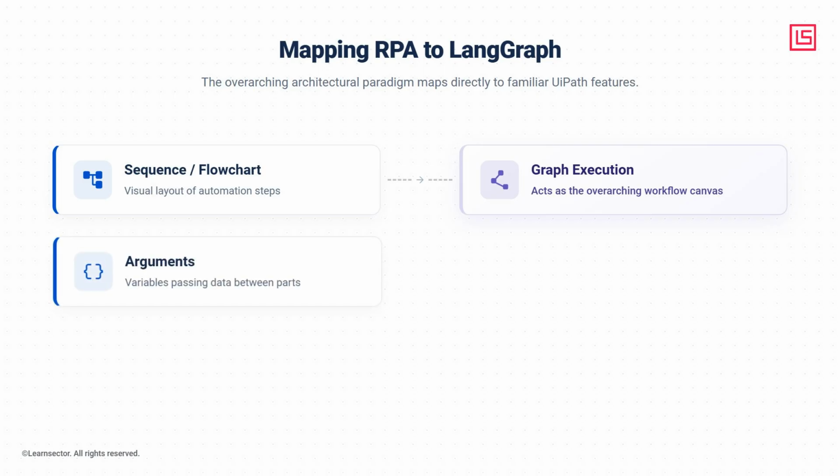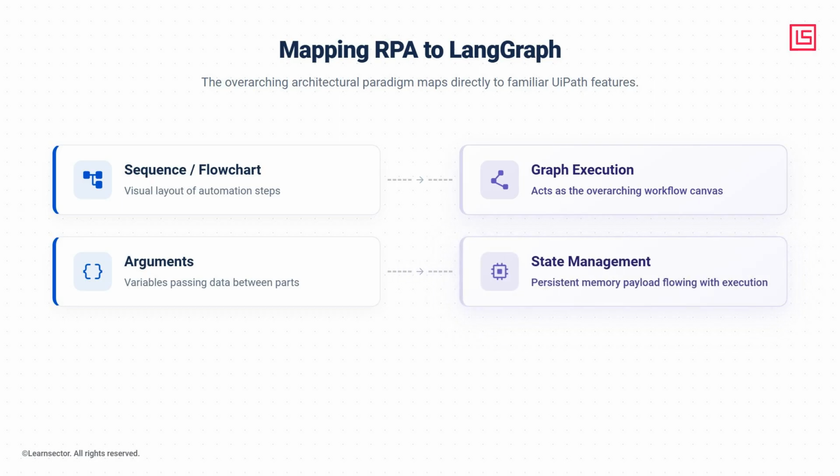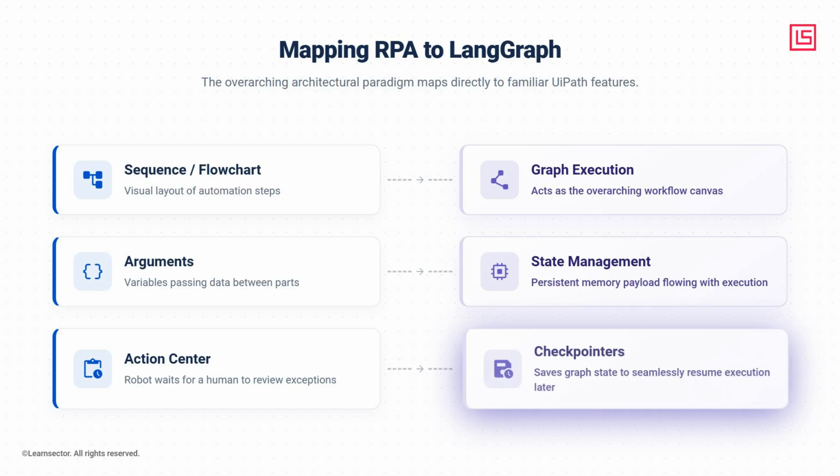Next, consider arguments, the variables passing data between parts of your automation. In the LangGraph ecosystem, this maps directly to state management, acting as a persistent memory payload traveling with the execution. Finally, think about Action Center, where a robot waits for a human to review an exception. LangGraph replicates this vital function through checkpointers, saving the exact state of the graph at a specific moment and allowing execution to seamlessly resume later. Drawing these direct parallels makes agentic workflows much more approachable.